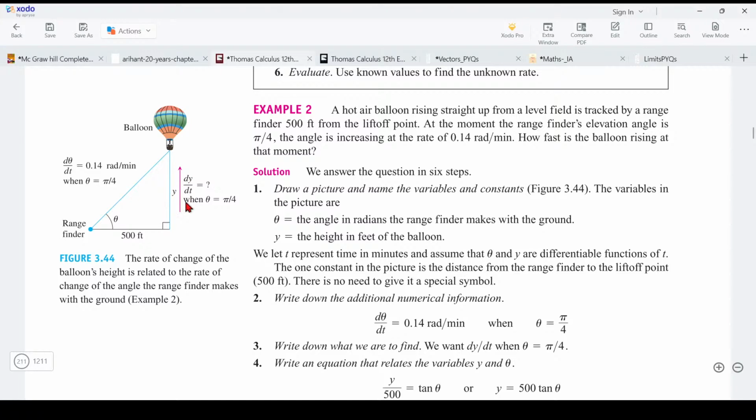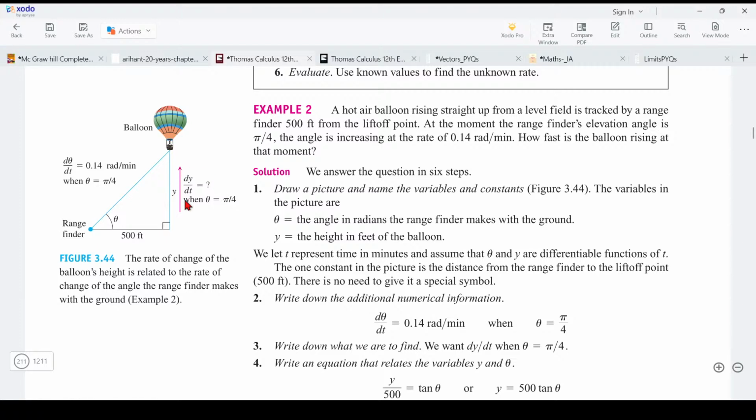Initially the angle will rise very fast, right? As the balloon goes up and up, the increase in angle will become slower, right? Now what we have to do, we have to relate this theta and this y and this distance. He's given d theta by dt, right? Yes, sir.